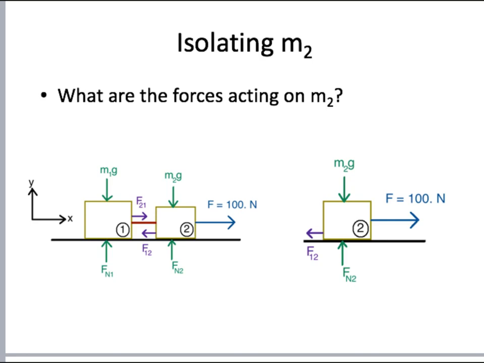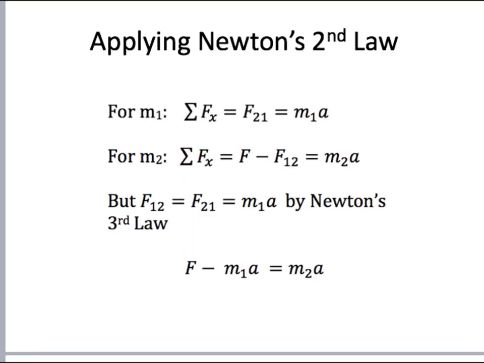If we look at the other block, block number 2, we can isolate it and see that it has the two vertical forces, which we're going to ignore, but then it's got that 100 Newton force pulling it to the right, and the force of block 1 pulling it back, causing a resistance. And so if this were block 2 just by itself, this 100 Newton force would accelerate at a certain amount. But because it's tethered to this other mass, the amount of the acceleration is going to be reduced because this force is counteracting that force. Now, if we look at our block 1, we know that it only had F21 on it.